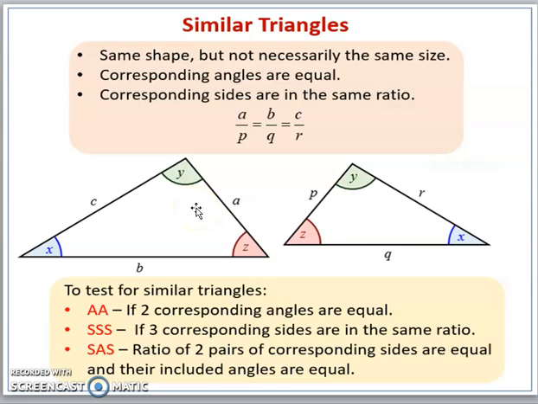So in these two triangles, X, Y, Z are the three interior angles. So corresponding angles of this triangle and this triangle are equal. A, B and C are the sides of the first triangle, and P, Q and R are the sides of the second triangle. So the ratio of the sides. Now here A and P are not equal as in congruency. Here the ratio of A and P will be equal to the ratio B by Q and will be equal to the ratio C by R. So if these two conditions are satisfied, the triangles are similar.